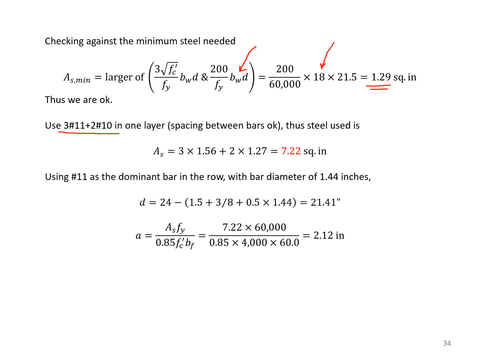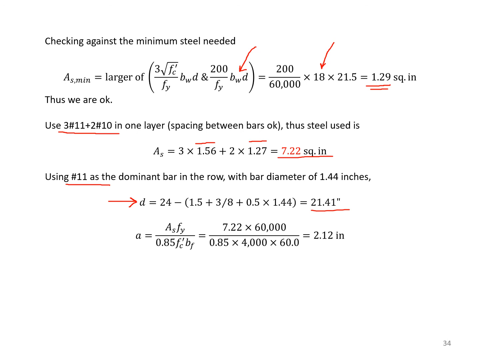So in this case, knowing that number 11 has an area equal to 1.56, number 10 has 1.27, I get 7.22 square inches. The question is, can I put them in one layer? Yes, you could. Again, check the spacing. For that, you can use the diameters of the bars. You already know what they are. And the protection cover, use it as 1.5 on each side. And usually for computing D, when we have mixed bars, conservatively, we can use a larger size bar. So in this case, get 21.41.